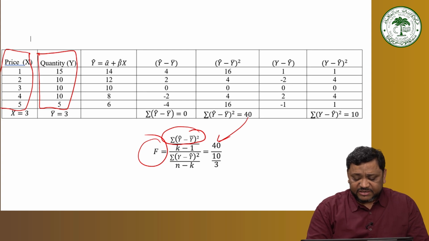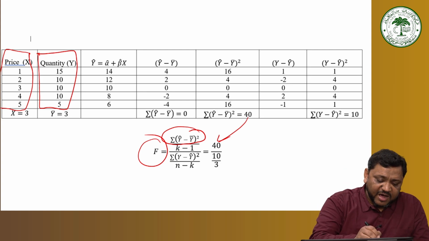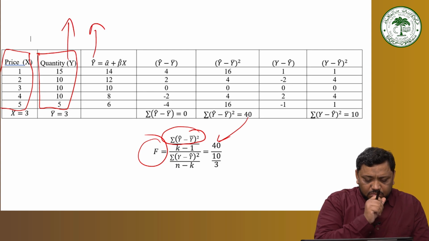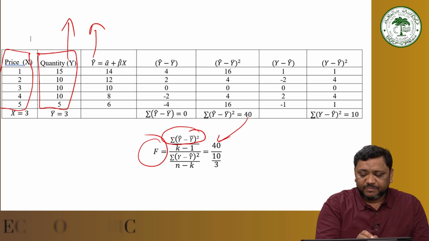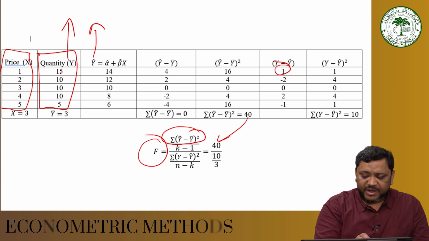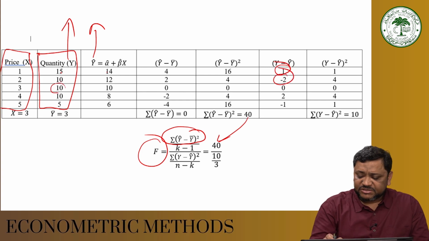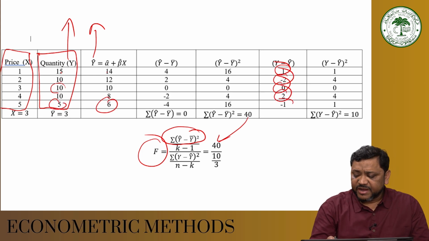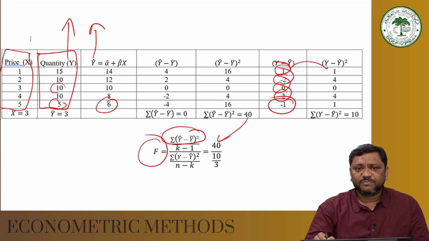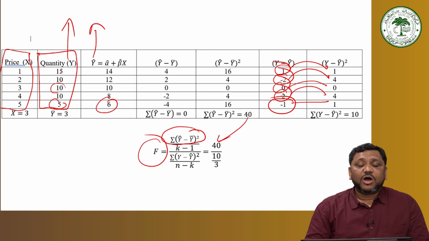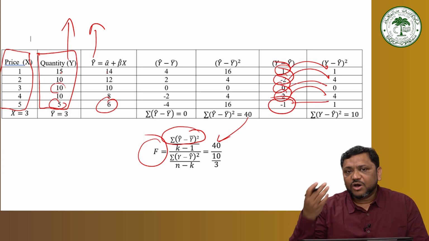In the denominator, it is y minus y hat. Y is this column and y hat we have estimated. So it is actual minus estimated. 15 minus 14, 1. 10 minus 12, minus 2. 10 minus 10, 0. 10 minus 8, 2. 5 minus 6 is minus 1. And then we do the square of it. 1 multiplied by 1 is 1, minus 2 multiplied by minus 2 is 4. 0 is 0, 2 into 2, 4, minus 1 into minus 1, 1. So this is my column for y minus y hat whole square.